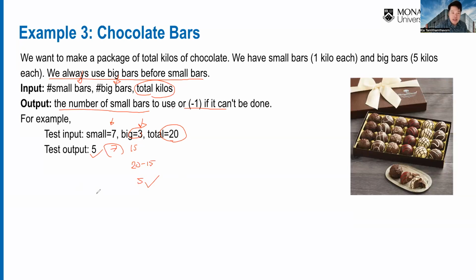Let's take another example. Let's say 3, 3, 20. So we have 3 small bars, 3 big bars, and we need to make 20 kilograms. Can you help me? What is the output for this one? Maybe type in the Zoom chat. -1, thank you, because we cannot make anything. We are short of 2 kilos. You're right. That's the algorithm so far.